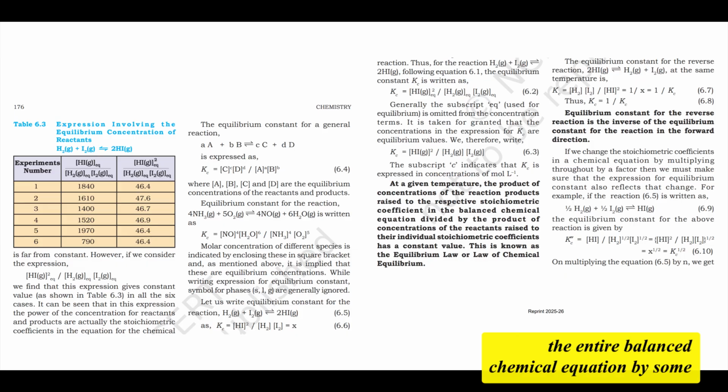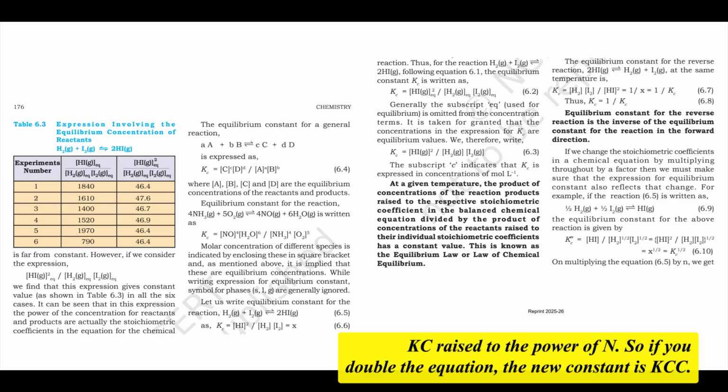Fourth, if you multiply the entire balanced chemical equation by some factor, say you double all the stoichiometric coefficients, the new equilibrium constant for that modified equation becomes the original Kc raised to the power of n. So if you double the equation, the new constant is Kc squared.